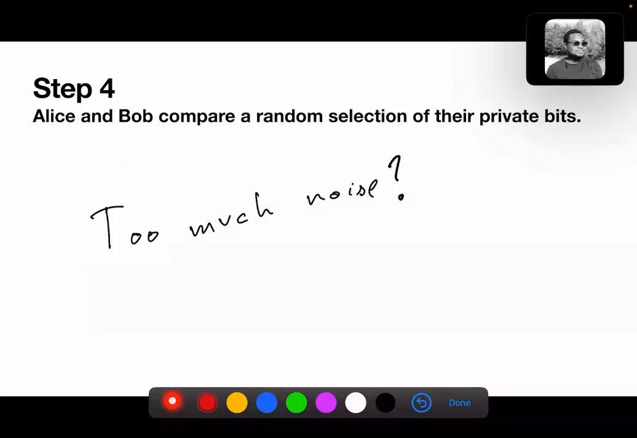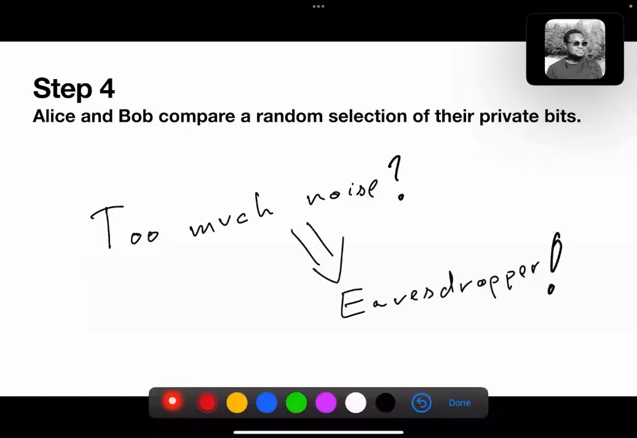So they compare a random selection of their private bits, and if there is way too much noise, it is quite easily describable how much noise you can accept based on the noise that your qubit may have. If you see that there is too much noise, then you can be sure that there was an eavesdropper and you should drop whatever you were communicating between Alice and Bob.